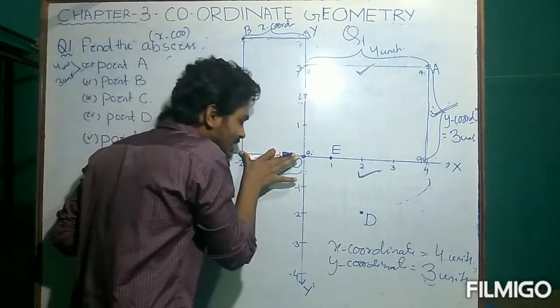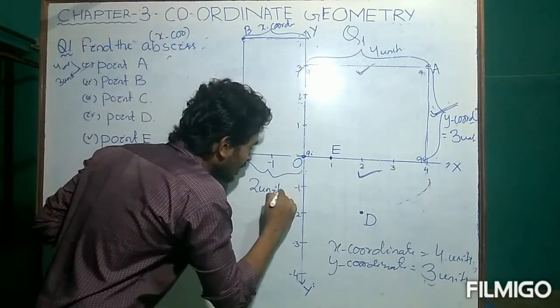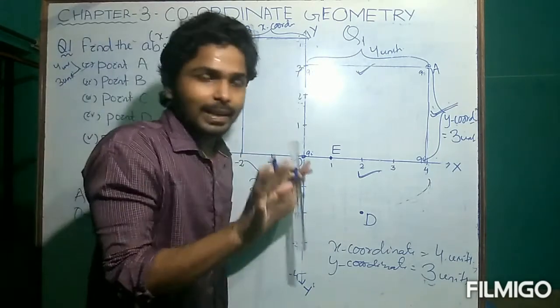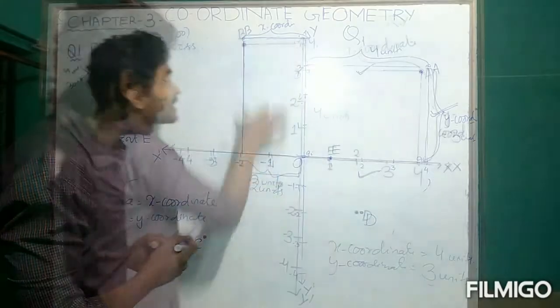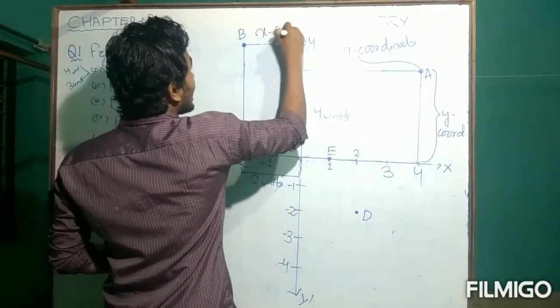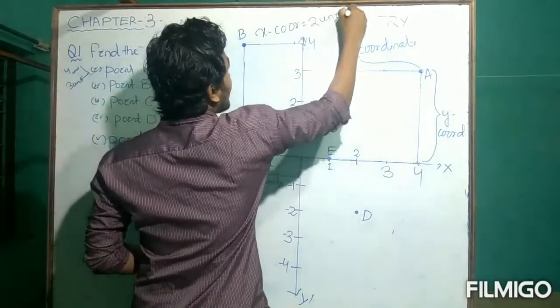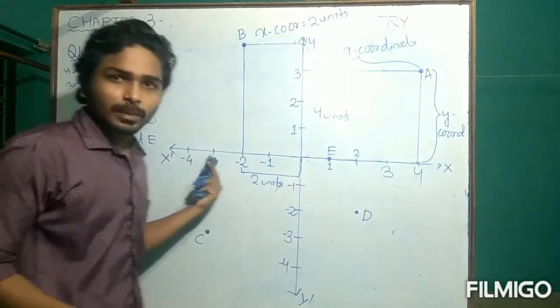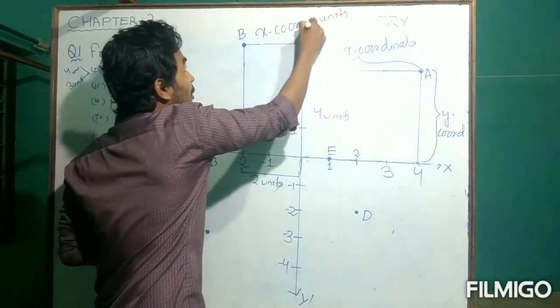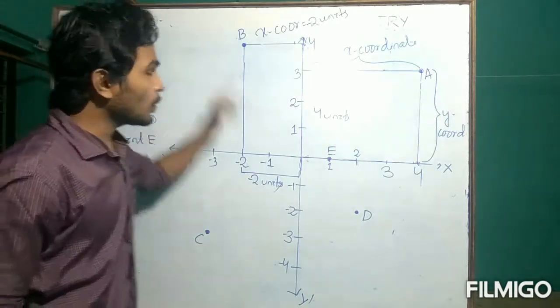So first find out this distance. Since this distance is 2 units, ignore the negative sign first. This distance is 2 units, then this distance is also 2 units. Hence you can write the x coordinate is equal to 2 units. But it is towards the negative direction of the x-axis, that is why it is minus 2 units. Understood? Now we will find its y coordinate.